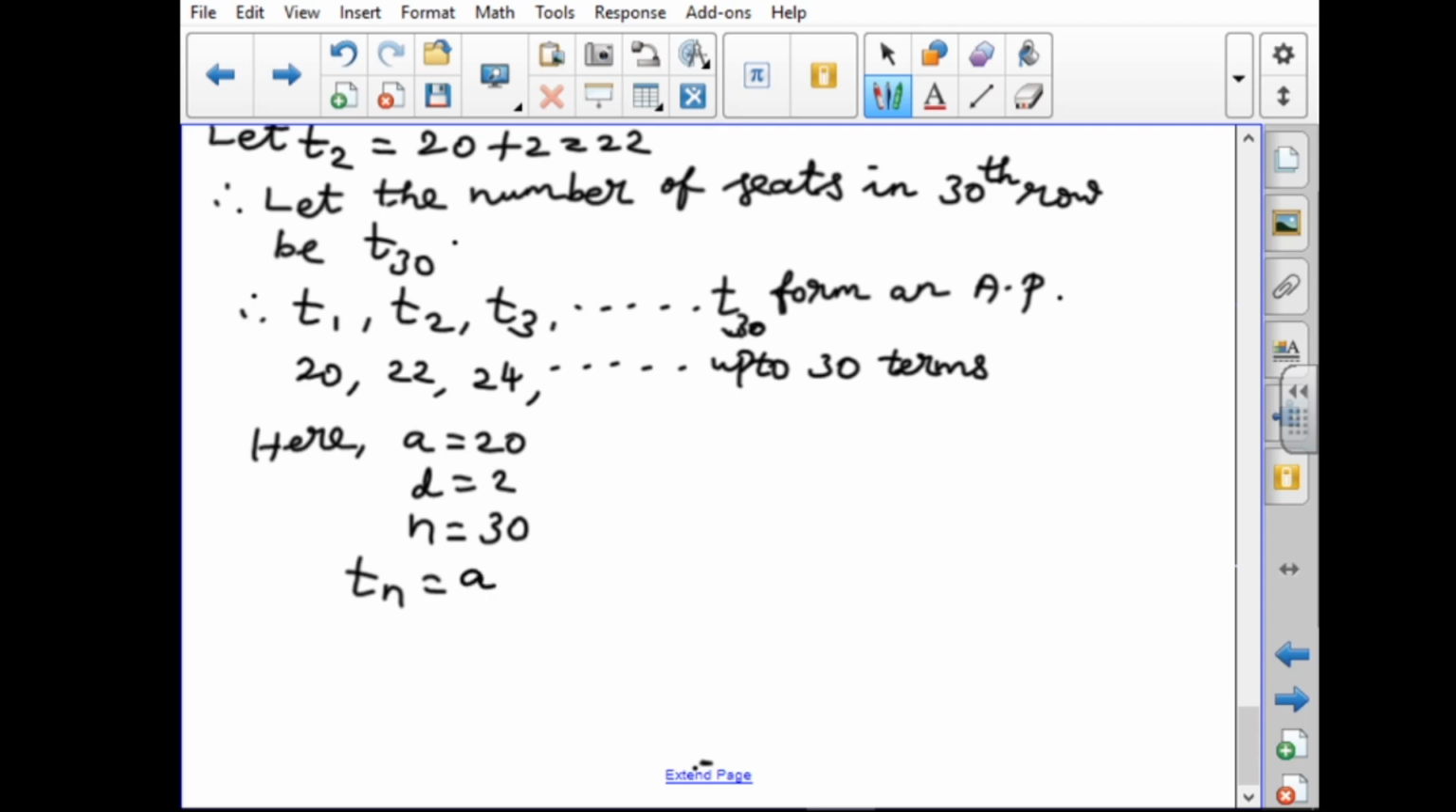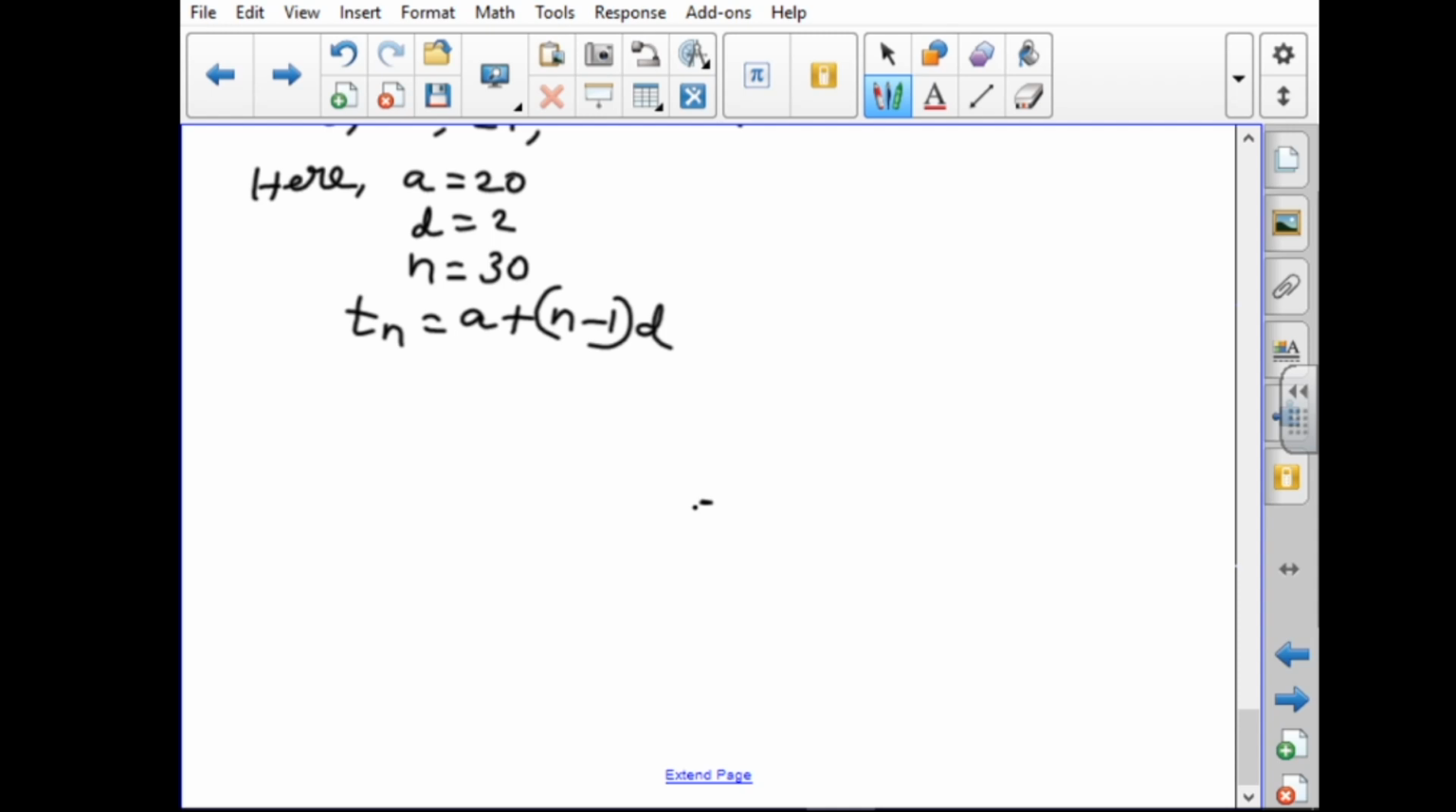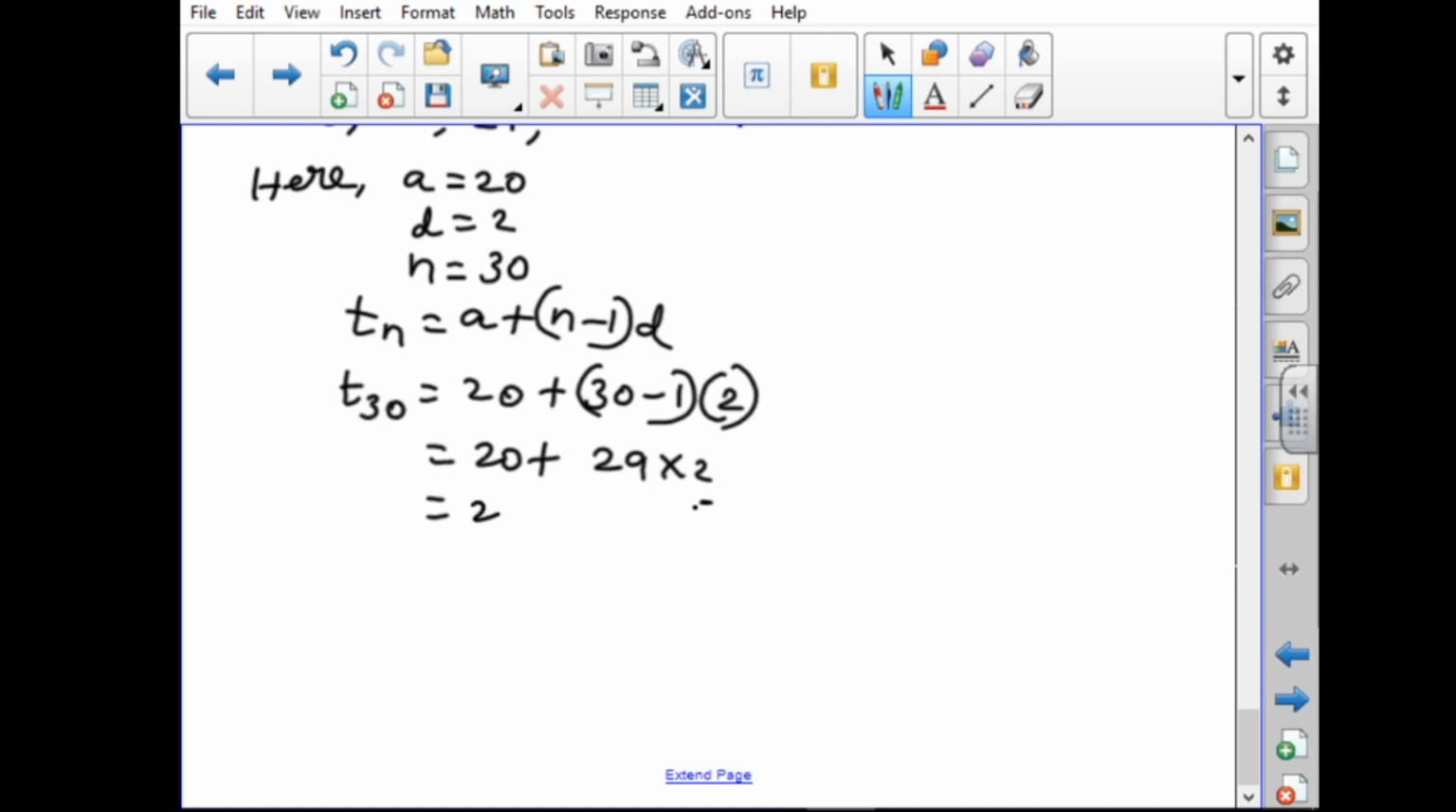We know the formula Tn equal to a plus n minus 1 into d. Here you have to substitute n equal to 30 to get T30. a is 20 plus n is 30 minus 1 into d is 2. So 20 plus 30 minus 1 is 29 into 2. So 20 plus 29 into 2, 58, that is equal to 78. T30 equal to 78. So the 30th row will be having 78 seats.